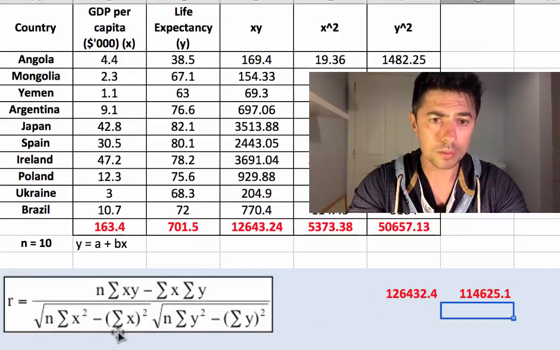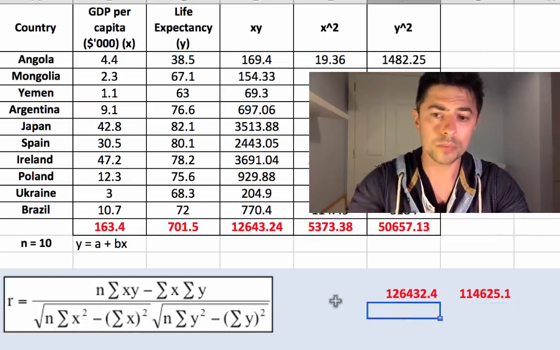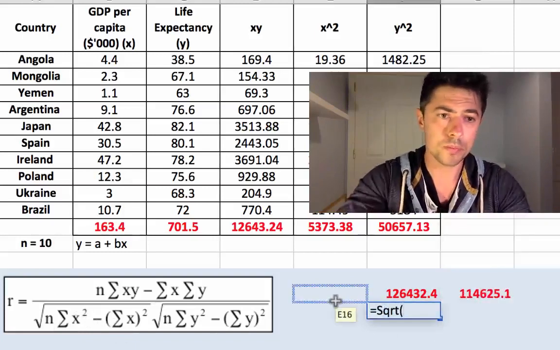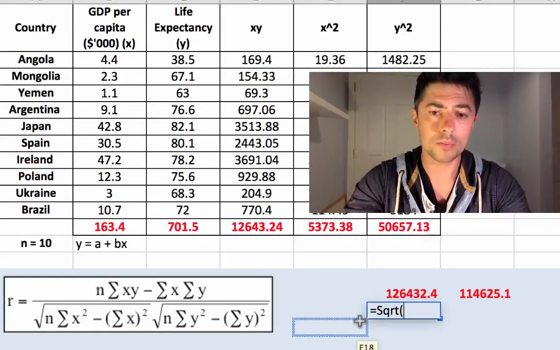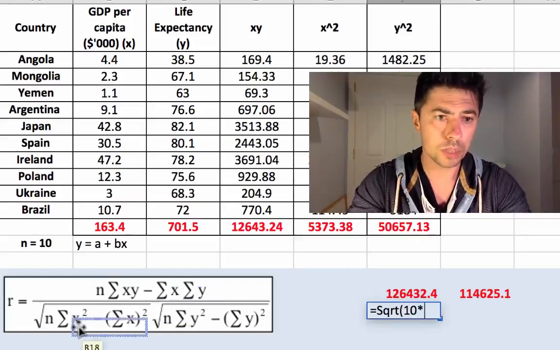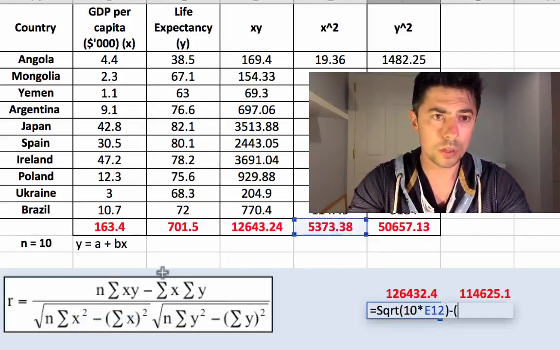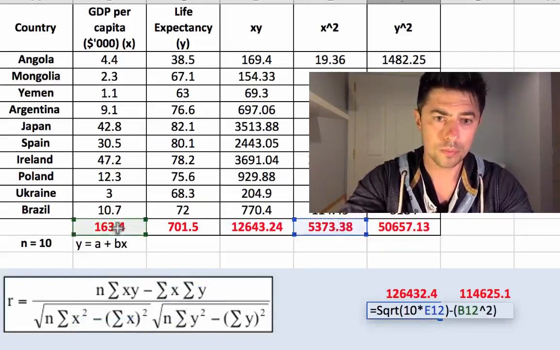So the bottom left, I think I'll put all the calculations in one equation. So square root is SQRT. I'll add some brackets back in later on. So we've again 10 multiplied by sum x squared, close our bracket, minus sum of x, all squared. Okay, since there's two calculations here, I need to go back and put in our bracket.